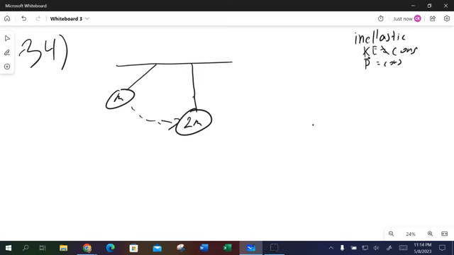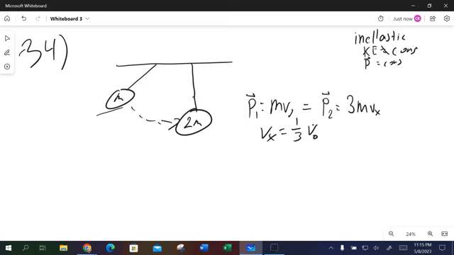So first thing we have to do is find the momentum before it hits and then during the collision. So we can just write that it moves with velocity V0, velocity Vi. So P1 is going to be equal to m times V0. P2 is equal to 3m Vx. So now we know these are equal to each other, so Vx is equal to 1/3 V0.